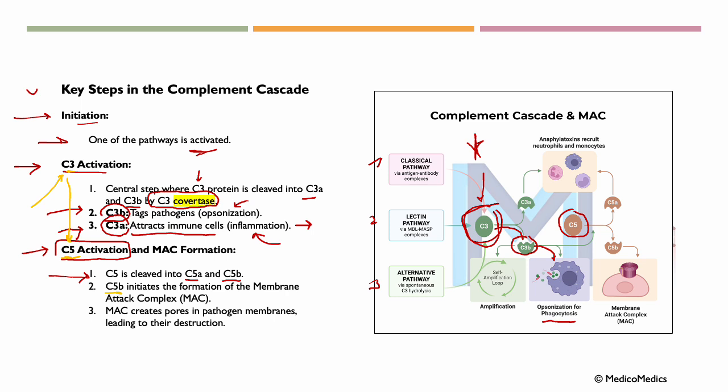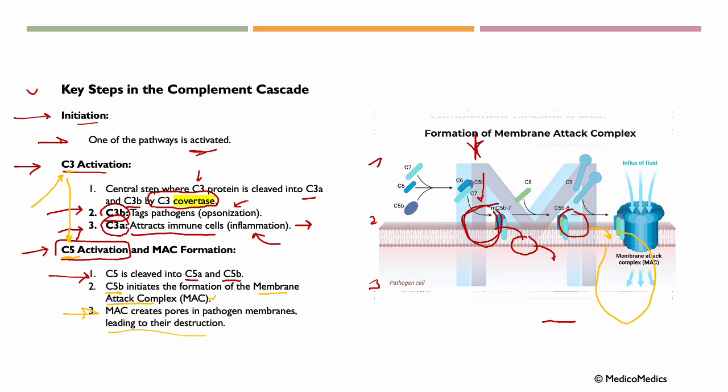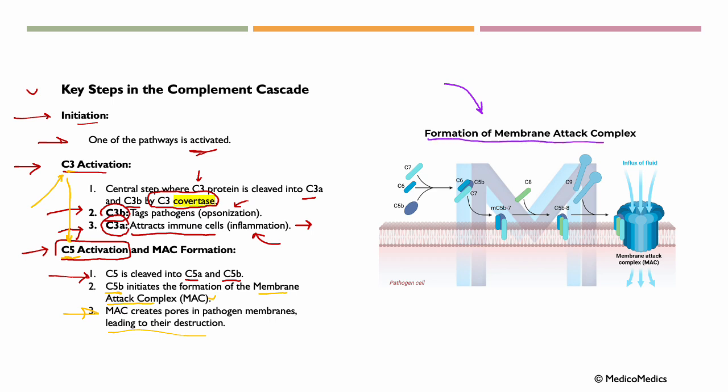Now, C5b initiates the formation of the membrane attack complex, the MAC. You can see that illustrated here. Now, MAC creates pores in pathogen membranes, leading to their destruction. Beautiful. And here we have an illustration of the formation of the membrane attack complex. The MAC is formed by complement components like C5b, C6, C7, C8. You can see multiple C9s.